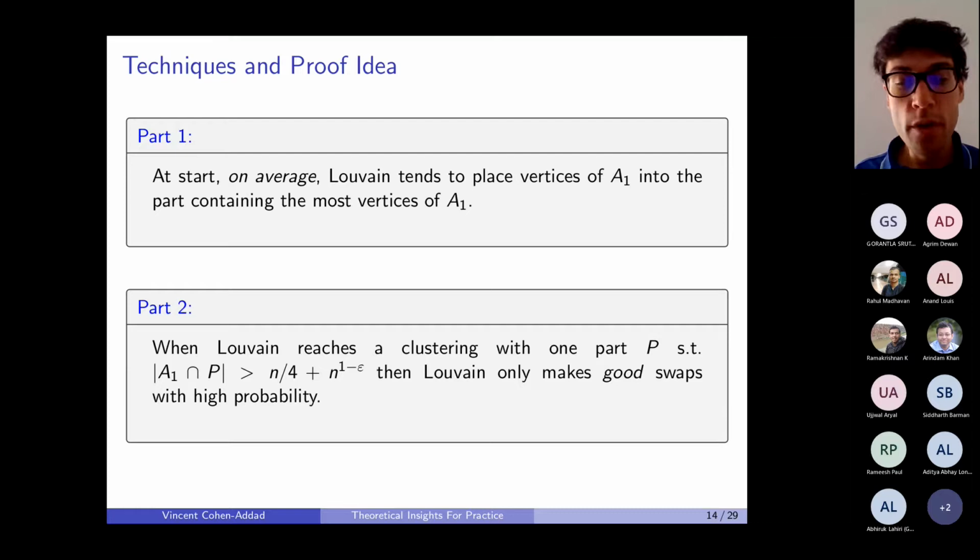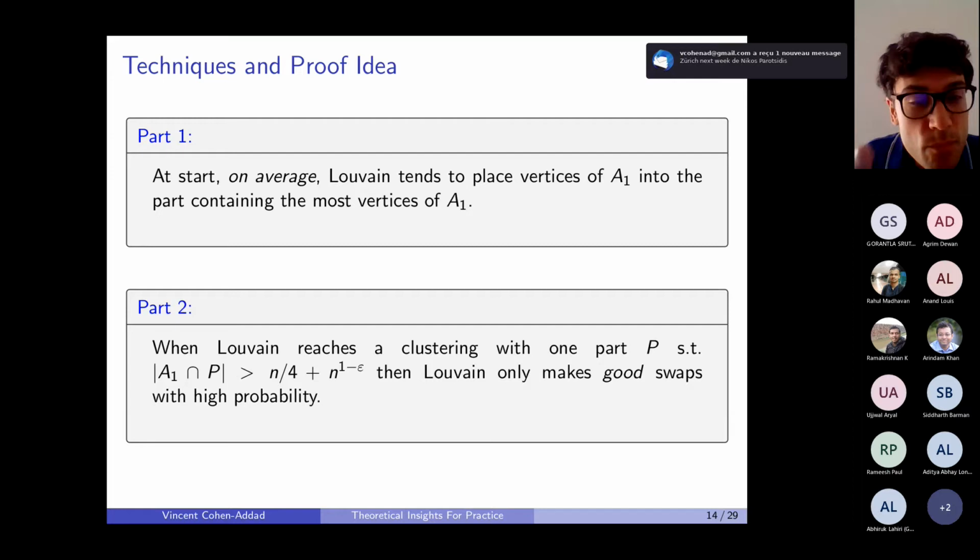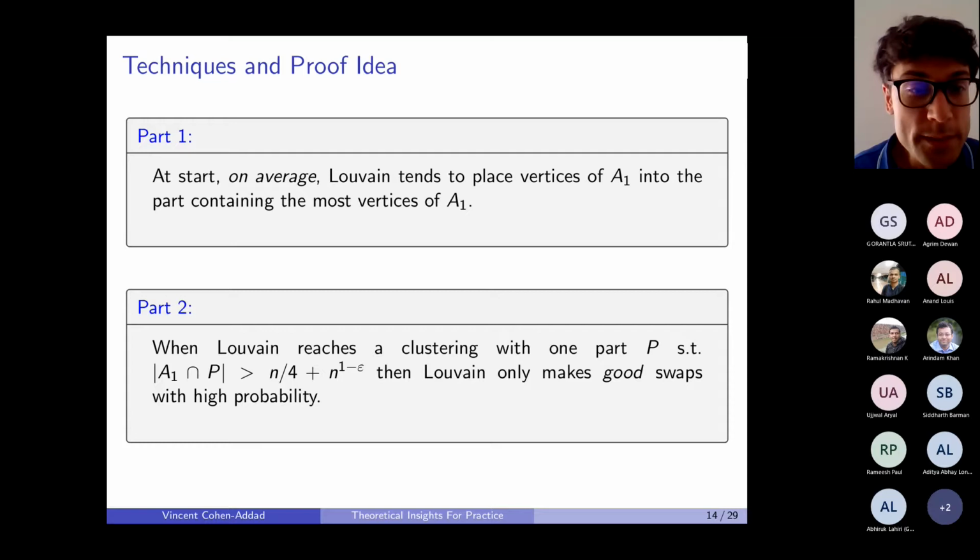Which means that if you know how to initialize Louvain in the right way, if you know how to start with a partition that is already making somewhat educated guesses, so it's not a random partition, if your partition is reasonably good, then you can show that you will make good choices afterwards. So these are the two parts.